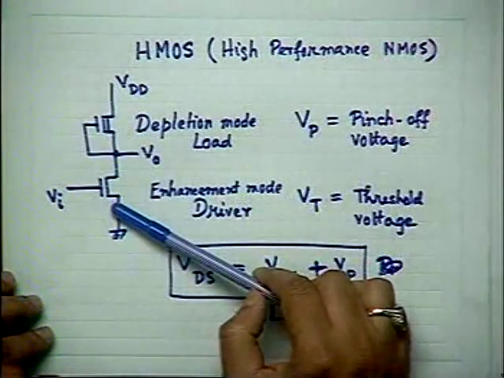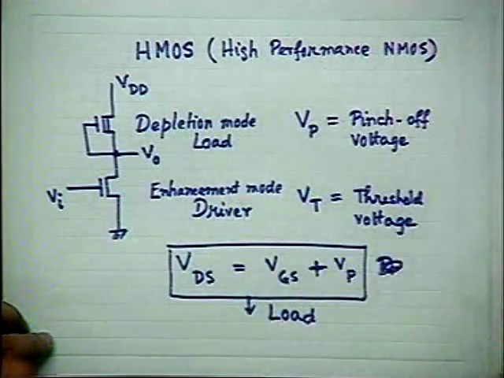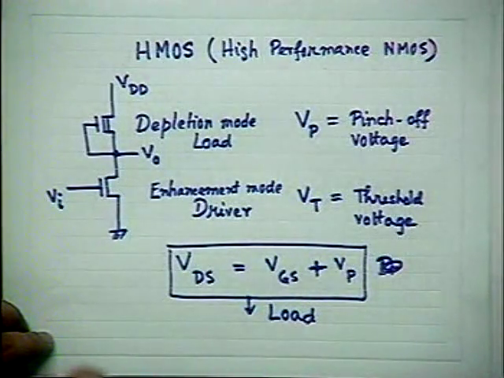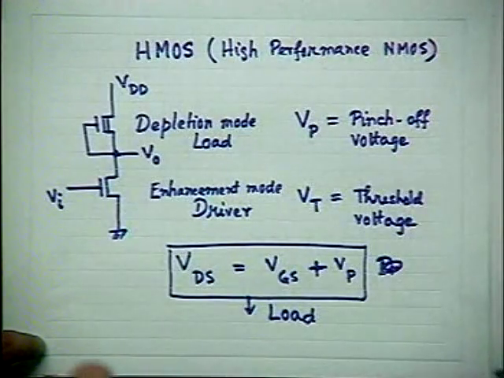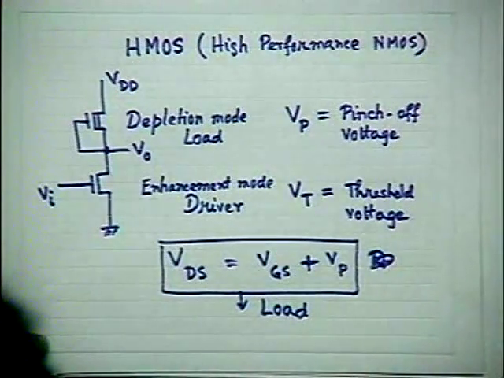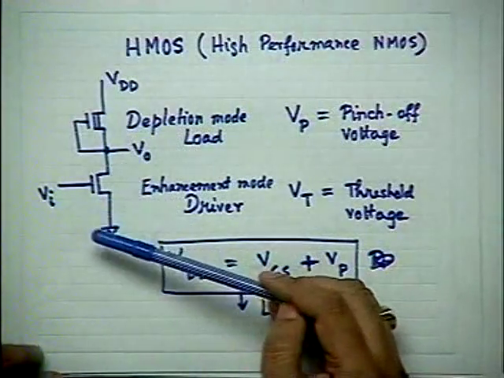One of the transistors lower than linear. Both the transistors are switching linear, don't be confused. Both the transistors are passing from linear to saturation. So what you are asking? When output voltage is high, then the load is in linear region and the driver is in saturation. And when the output voltage is low, the driver is in linear region and the load is in saturation.